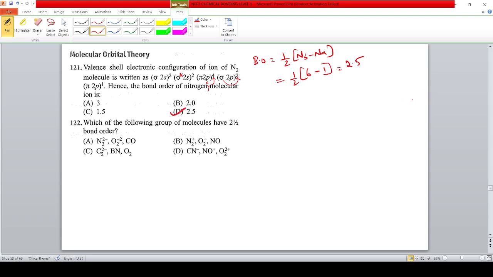Listen carefully. We are planning for nitrogen. So nitrogen, I'll do it. I don't know how many electrons are there because it is an ion. So this is the diagram for nitrogen. What they have given, I'll draw this.